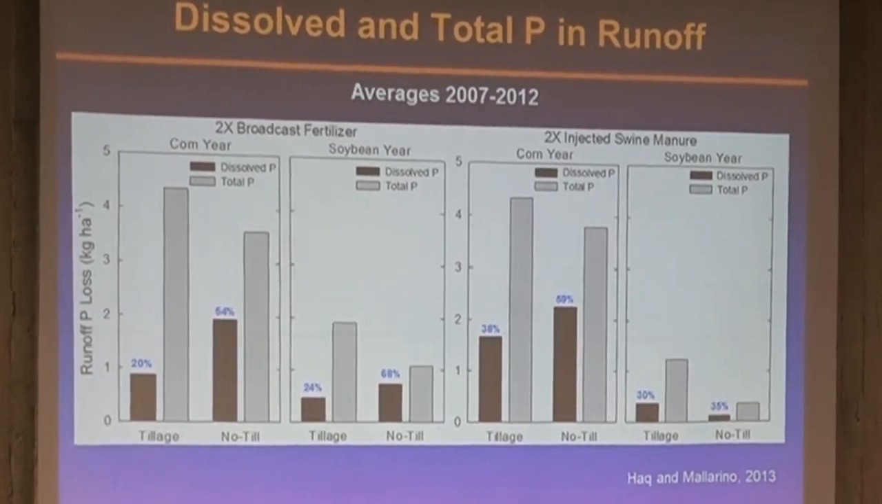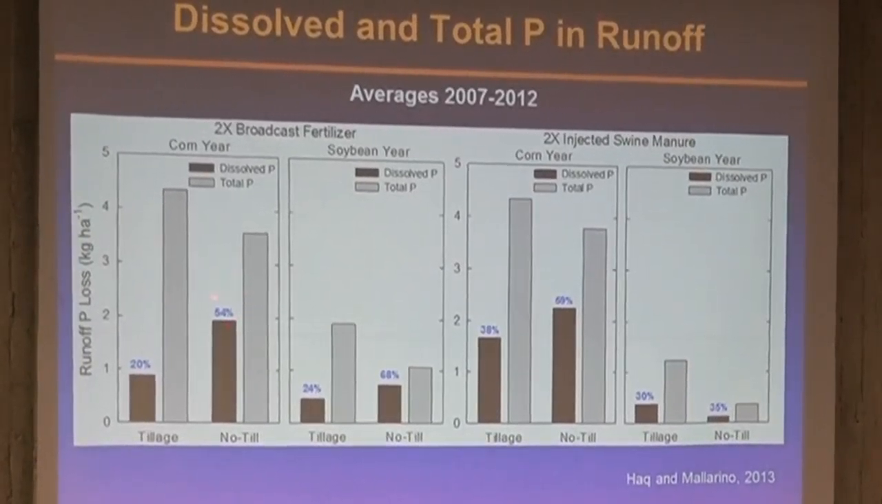And then we saw a reduction, no-till reduced total phosphorus loss. But then look what happened with the dissolved P. We still have 20% of the runoff phosphorus was dissolved. It's 50% with no-till. And with the manure, it's a little bit less. The difference maybe is because this was injected and it was supplied during growth.